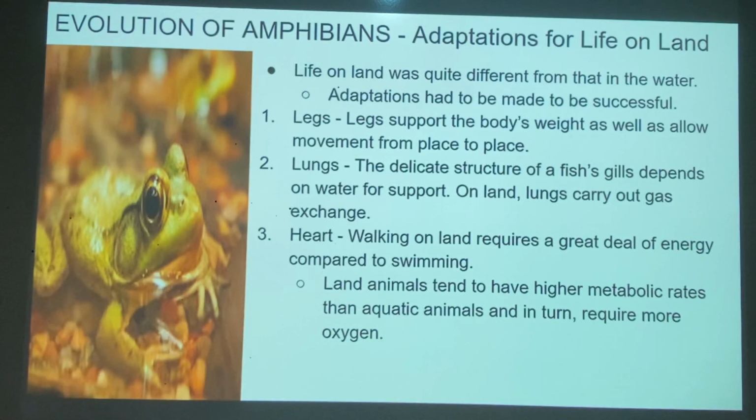Because walking on land requires a great deal of energy compared to swimming. And so the land animals had to develop something that would help them be more successful when they moved. The land animals actually still tend to have a higher metabolic rate than aquatic animals because they do so much extra work walking compared to swimming, and therefore require more oxygen. So this makes sense that the heart and lungs had to take on some great developmental strides.